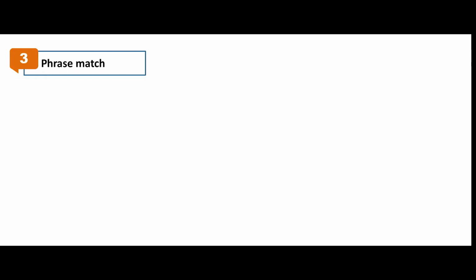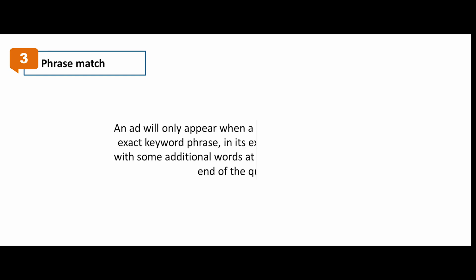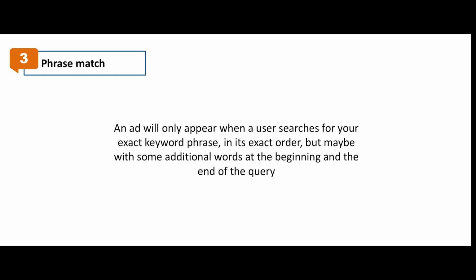Next we have phrase match. Phrase match is another one of the popular matches among advertisers. It allows the advertiser to have more control and balance over the reach. In this case, an ad will only appear when a user searches for your exact keyword phrase in its exact order, but maybe with some additional words at the beginning and at the end of the query.